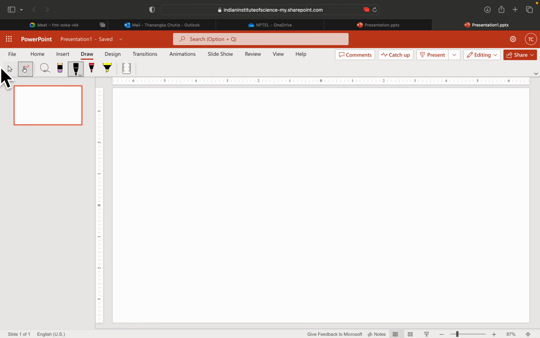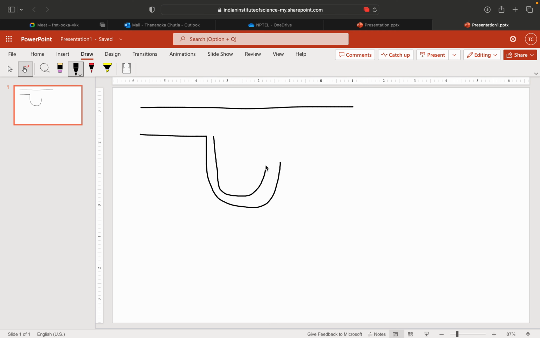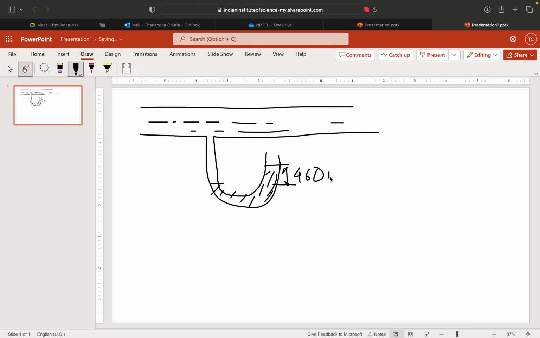Okay, so the previous answer was okay. Let me come back, since so many students joined again. What we were doing was trying to calculate the pressure of this gas flowing here. The manometric fluid was mercury, and the height difference between the manometric fluid limbs was given to us, equal to 460 mm.